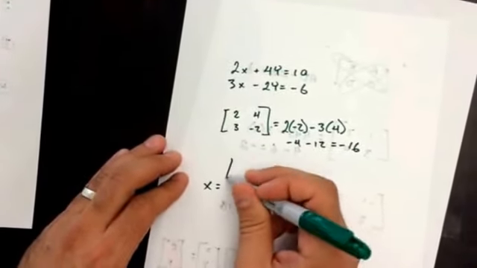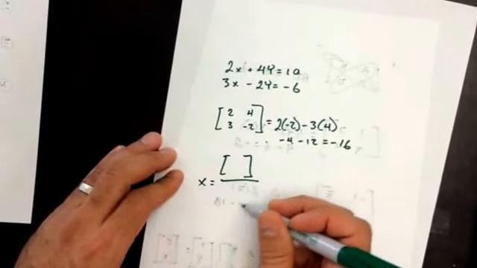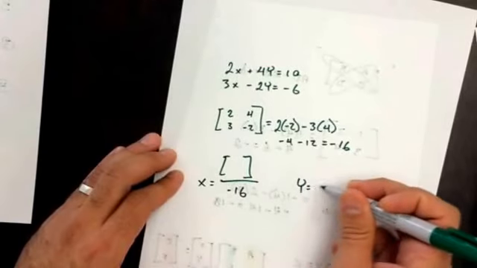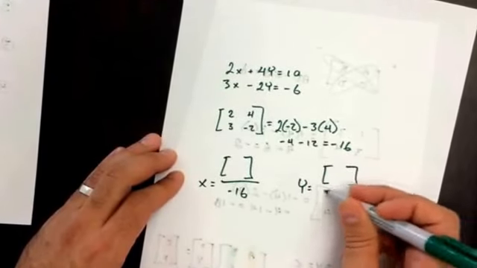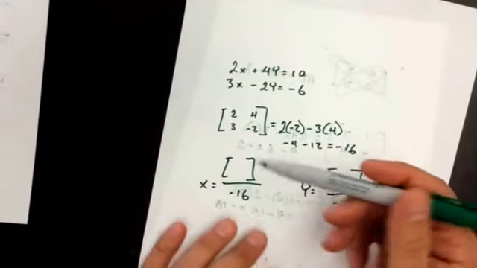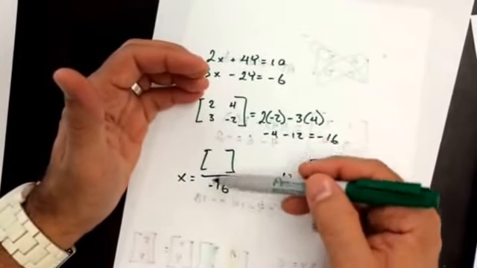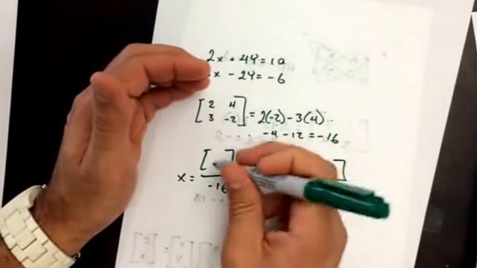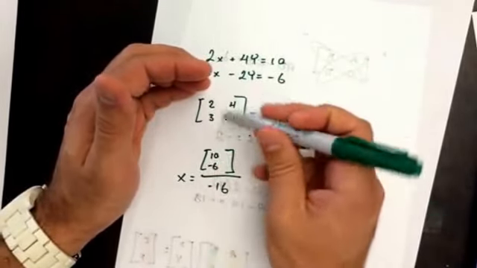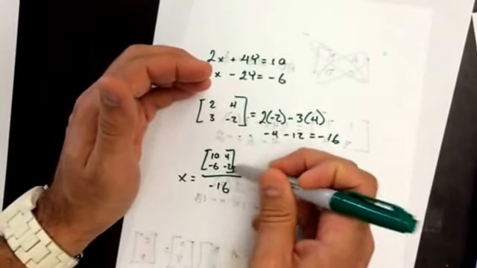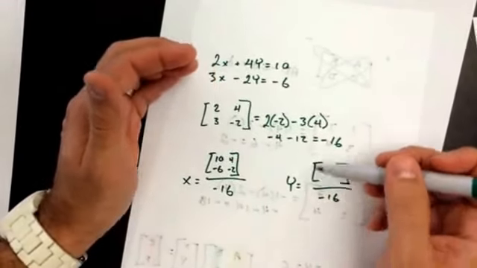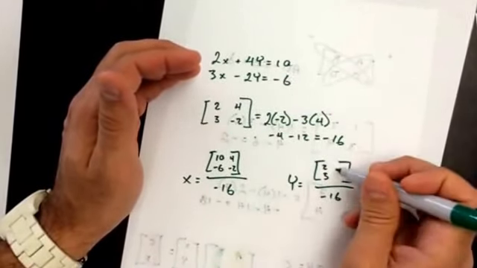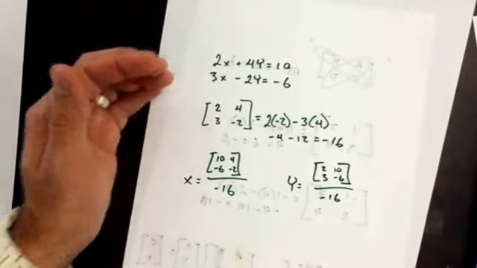So I'm going to say x equals this new matrix that I'm going to make over -16. Y equals the new matrix that I'm going to make over -16. Now remember, in your x, you're replacing this column with the solution column. So it's going to be 10, -6. The y's stay the same, 4, -2. When you're finding the y, you're going to replace the y's. So the x's stay the same, 2, 3. And then we replace the y's with the solution column.